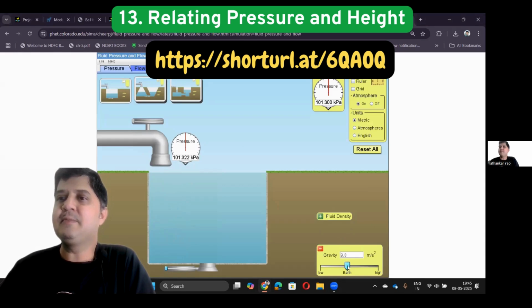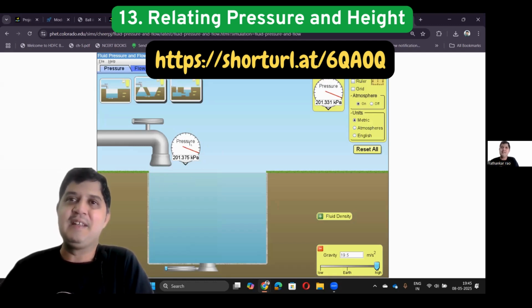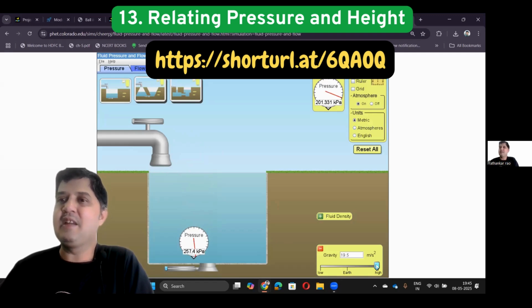Click here. I'll keep this as very high, 19.5. See, the atmospheric pressure is very high. Okay, provided I assume that there is an atmosphere. You get the atmospheric pressure only because of an atmosphere. If you don't have an atmosphere, you will not get this. Now, if I put it inside, it will be much larger.